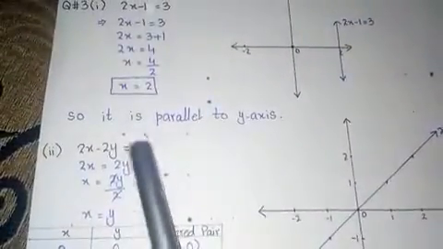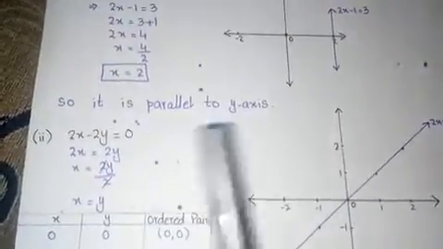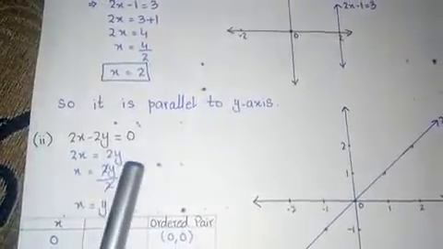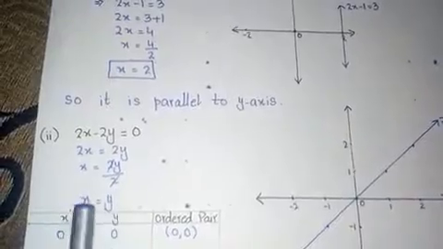Here we have 2x minus 2y is equals to 0. I have moved this 2y to the other side. Clear? Now 2x is equals to 2y. Then I move this 2 to the other side. 2 is cancelled by 2. x is equals to y.